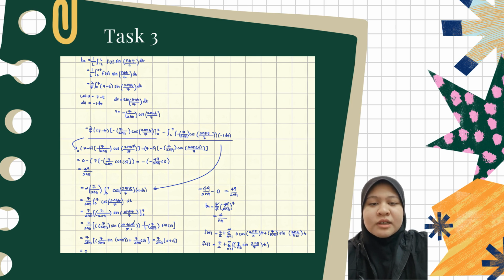Therefore, the final Fourier series is f(t) equal to 7 divided by 2 plus the sum of 7 divided by n pi times sine of 2n pi divided by 7 times t. This equation represents the original function as an infinite sum of sine waves.